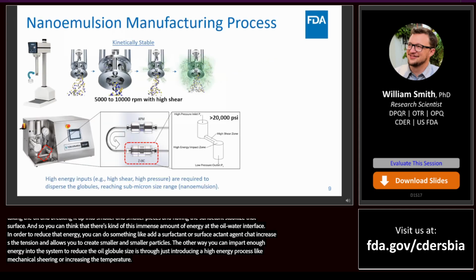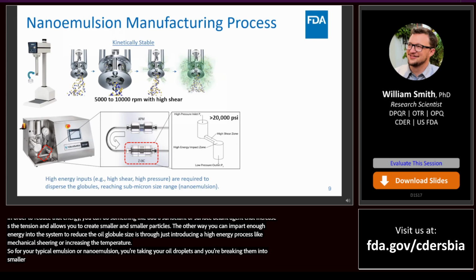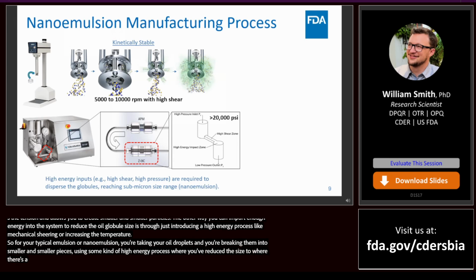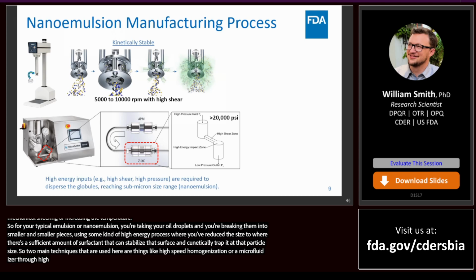So for your typical emulsion or nanoemulsion, you're taking your oil droplets and you're breaking them into smaller and smaller pieces using some kind of high energy process, where you've reduced the size to where there's a sufficient amount of surfactant that can stabilize that surface and kinetically trap it at that particle size. And so two main techniques that are used here are things like high speed homogenization or something like a microfluidizer, which uses high shear through high pressure changes.